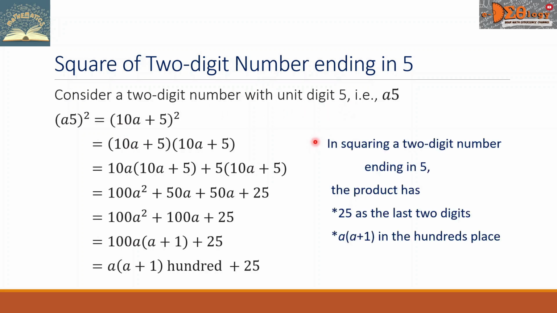In words, we say that in squaring a two-digit number ending in 5, the product has 25 as the last two digits, while in the hundreds place, we will write a times a plus 1. Note that this a here is the tens digit of the given number.